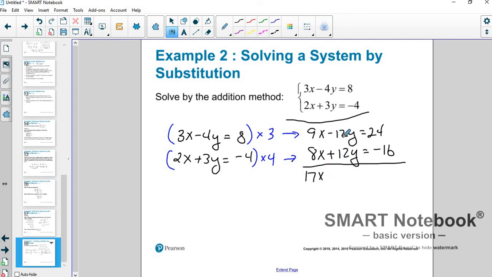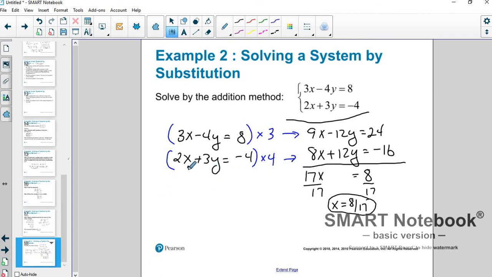17x plus 0y equals 8. Now this may bother some of you. 8 over 17, that must be the wrong answer. No, there's nothing wrong with getting a fraction. Fractions are perfectly legit. It's not going to be a lot of fun trying to solve for y necessarily because I've got to deal with fractions, but that's part of life.